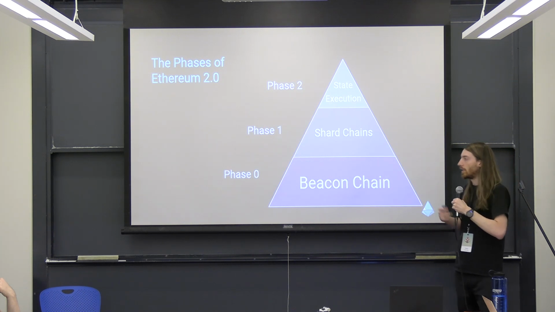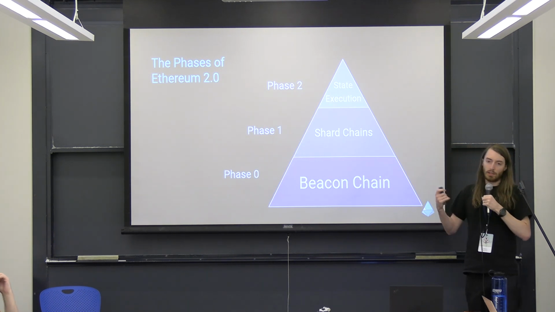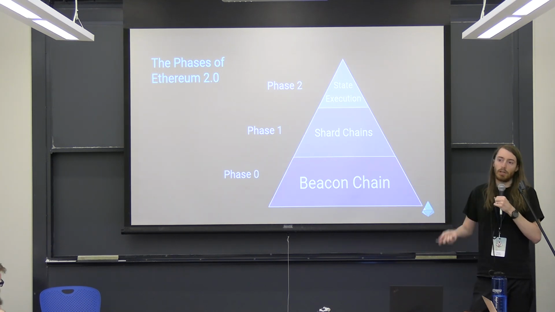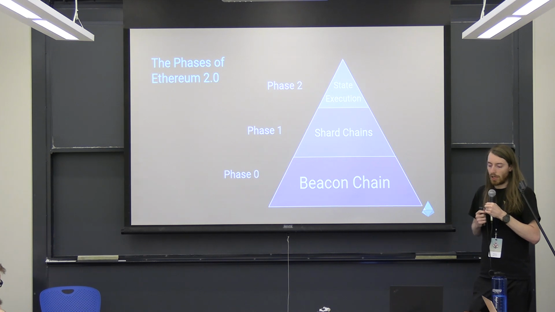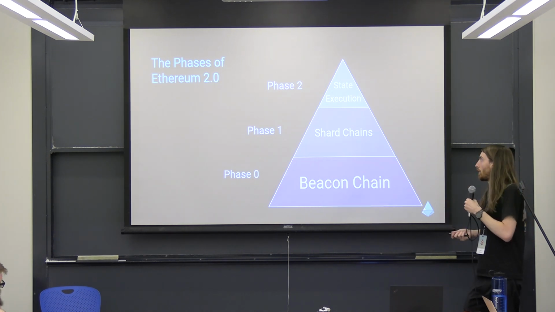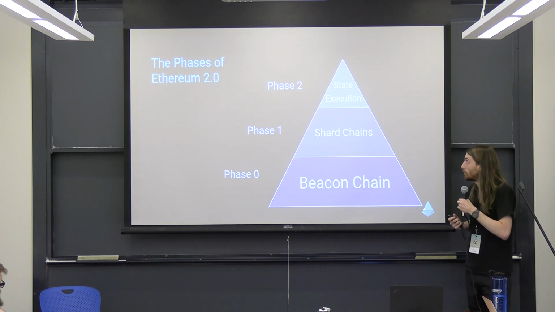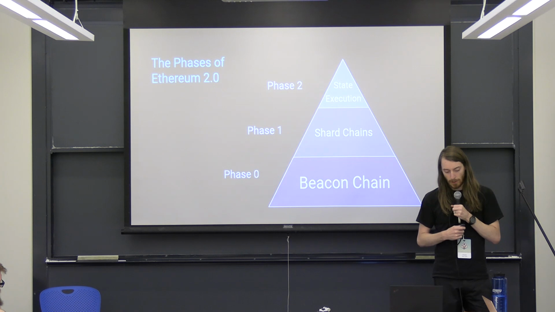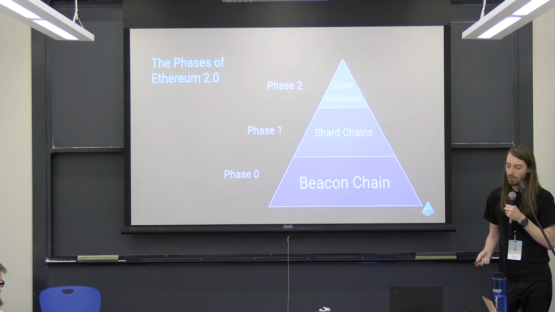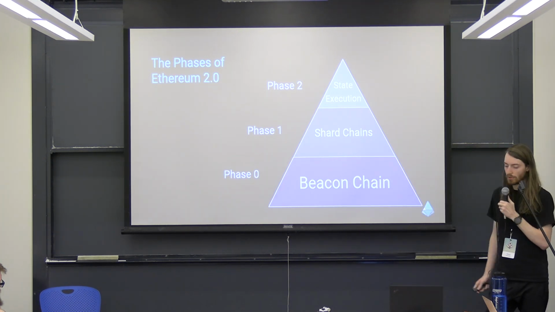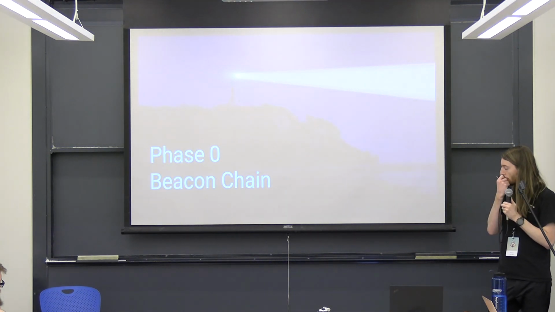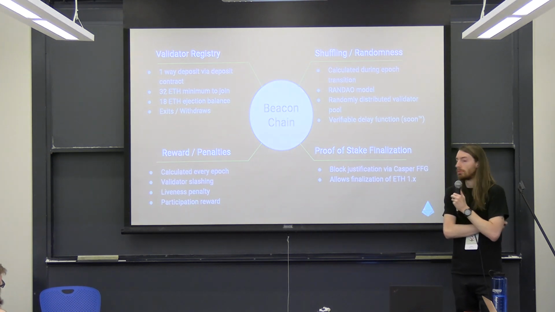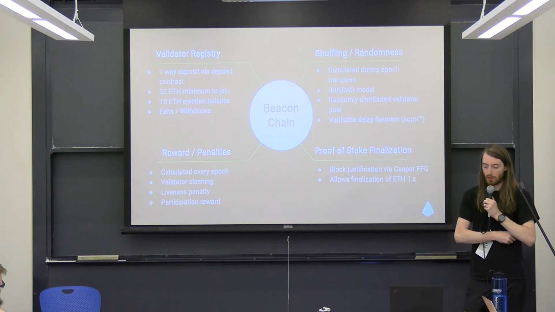It's the beginning of sharding, but the actual shards don't come until phase 1. So phase 1 is really just building upon the beacon chain layer to actually add the shards. And then finally, to complete this pyramid, we'll include state execution, so having your smart contracts, account abstraction, and other things come in phase 2. So let's take a look at each of these. Phase 0 is by far the most complex of all these phases so far.